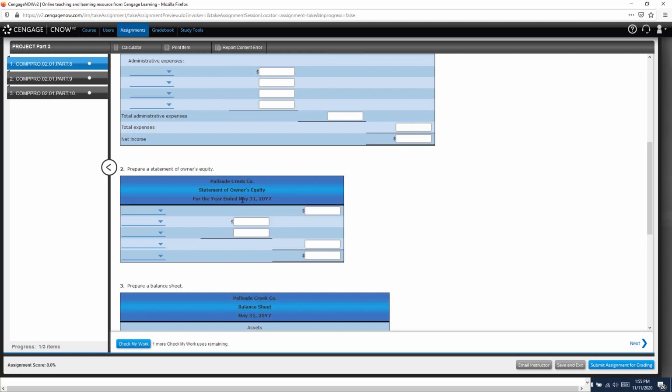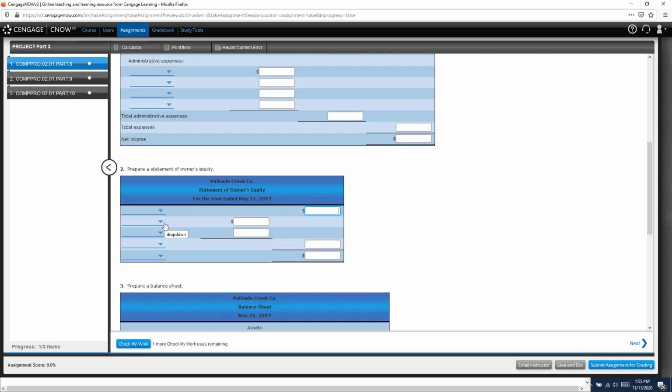That's the beginning balance, because in project part 3, here we are doing the end of the year financial statement. So it's May 31st, 2017. That's the end of the accounting period. And we start by doing this, showing the beginning balance. So beginning balance of owner's equity, and put the balance here.